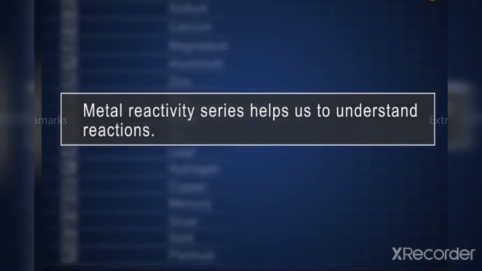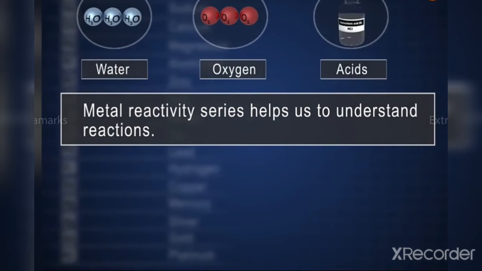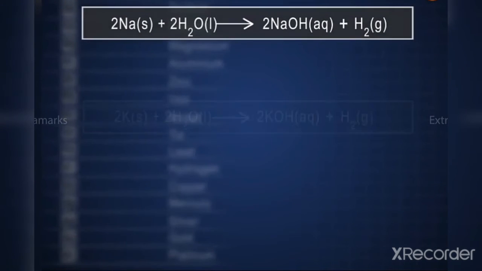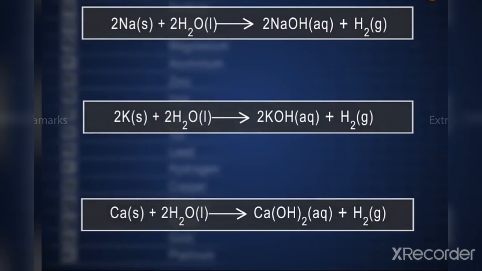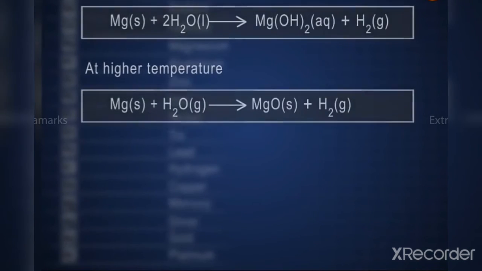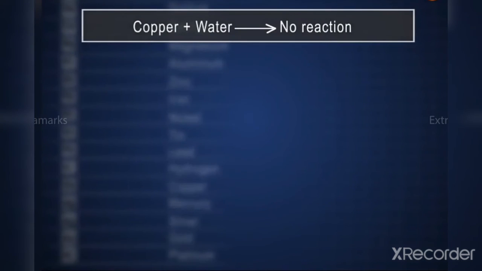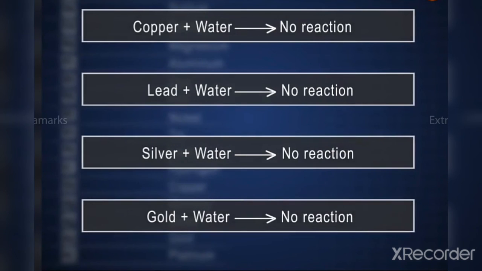The metal reactivity series helps us in understanding the reaction of metals with water, oxygen, and acids. For example, let's observe the reaction of metals with water. More reactive metals like sodium, potassium, and calcium react vigorously with cold water to form hydrogen gas and the corresponding hydroxide. Comparatively less reactive metals like magnesium, aluminium, and hydrogen react with steam or hot water to form metal hydroxides or oxides. Metals like copper, lead, silver, and gold do not react with water.